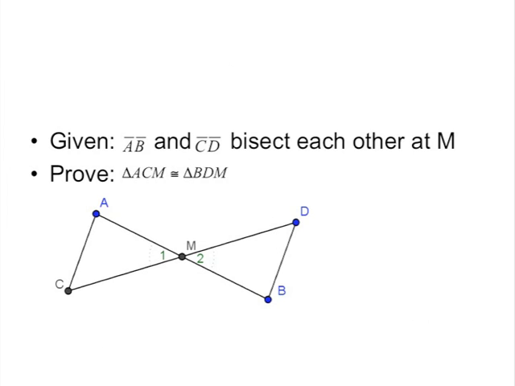So our first one, all right, given's a good place to start. So I'm going to start by saying my given, that AB and CD bisect.